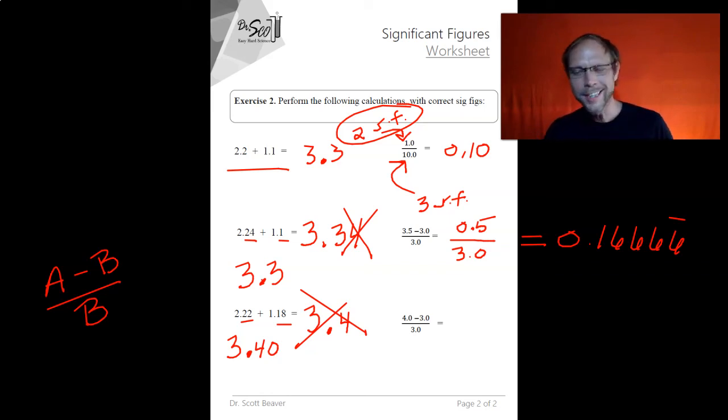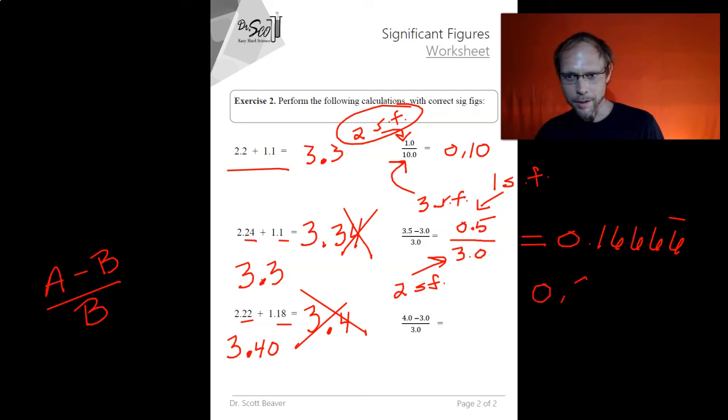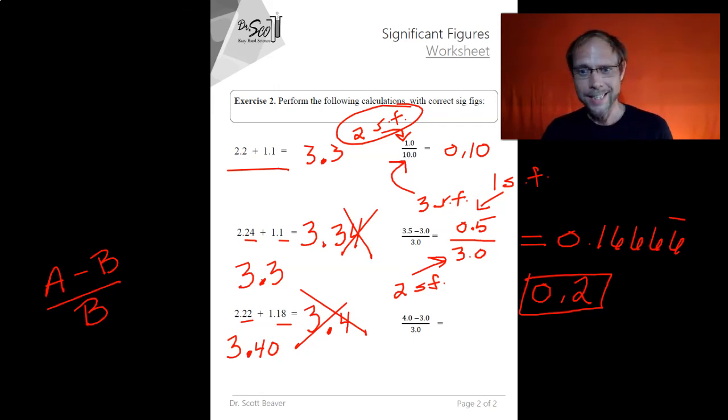It goes on forever. And this is one of the reasons we have sig figs, because repeating numbers are pretty annoying. We can't write down an infinite number. We need to round it. So how are we going to round it? Well, notice that 0.5 had 1 sig fig. We divided it by 3.0, a number that had 2 sig figs. And so our answer needs to have 1 sig fig. We need to round it to 1 non-zero number. The answer is 0.2 because it has 1 sig fig.